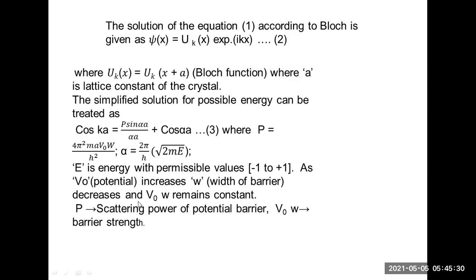Now, what is W or omega? You can say that is the width of the square well. In the language of Kronig and Penney, they say that is the width of the potential barrier. As V naught is increasing, W will decrease, and the combination of V naught omega will remain constant. And P is what? The scattering power of the potential barrier.